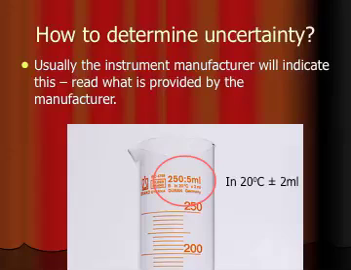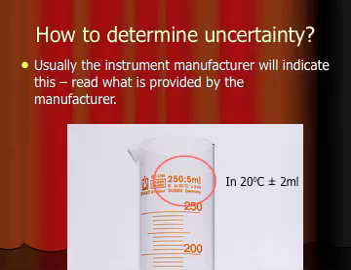In this example, you can see the picture. We have a graduated cylinder that has a capacity of maximum 250 milliliters and a minimum of 5 millimeters. Right underneath that, and I wrote it in black on the side so that you can see better, it says in 20 degrees Celsius plus minus 2 milliliters.